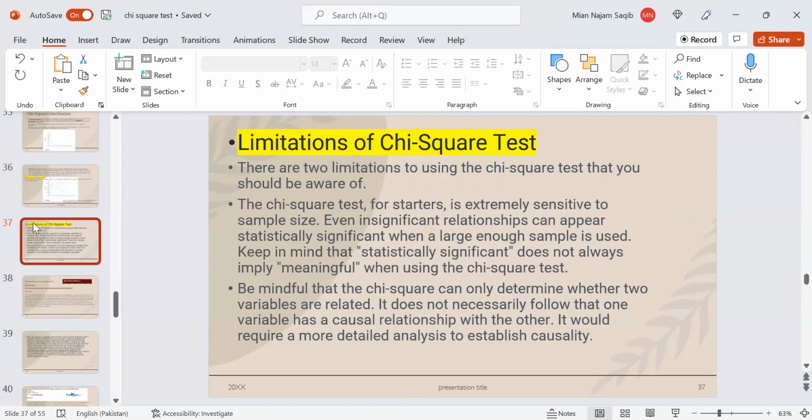Be mindful that the chi-square test can only determine whether 2 variables are related. It does not necessarily follow that one variable has a causal relationship with the other. It would require more detailed analysis to establish causality.